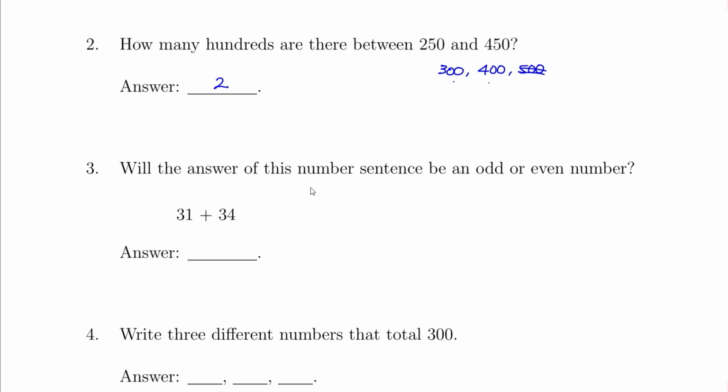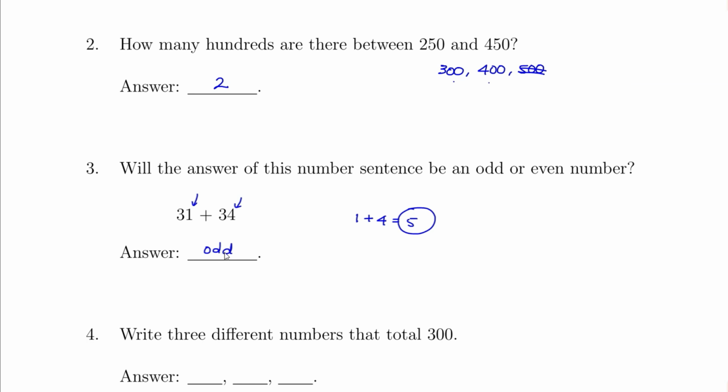Will the answer for this number sentence be an odd or even number? So what do you think? You can add them and check the answer and decide if it is odd or even. But actually you don't need to do that. We just need to check the ones in these two numbers. We got 1 here and 4 here. So you just need to check 1 and 4. It will be 5. So the ones will be 5, and no matter what is in the tens and the hundreds, if the ones say it's odd, then the answer will be odd. So it will be odd.